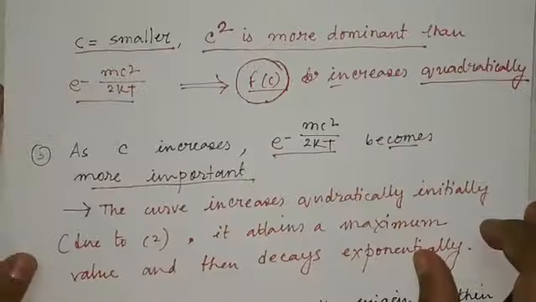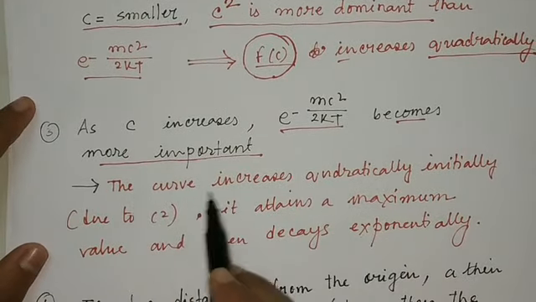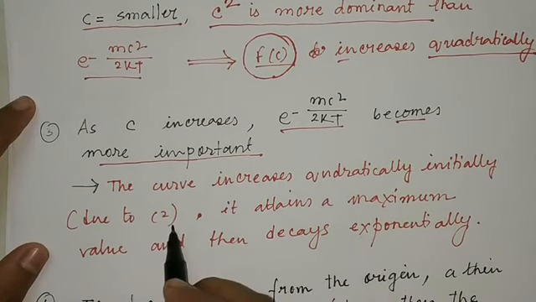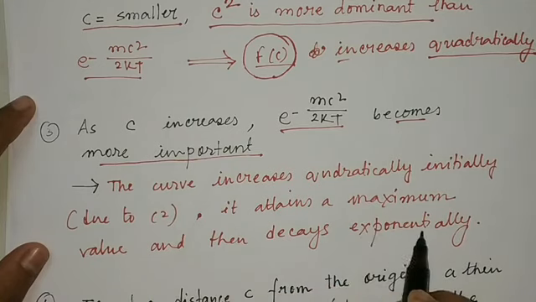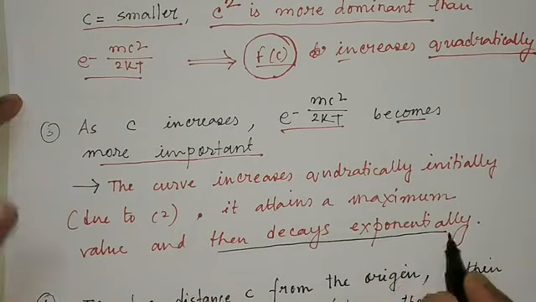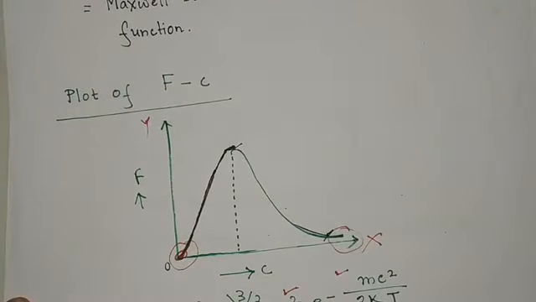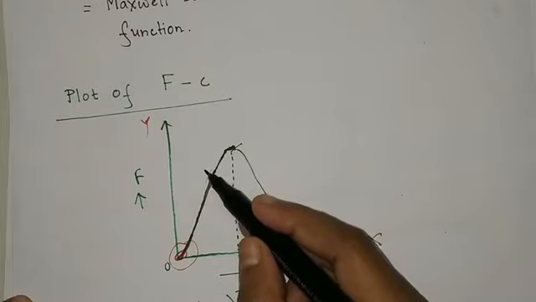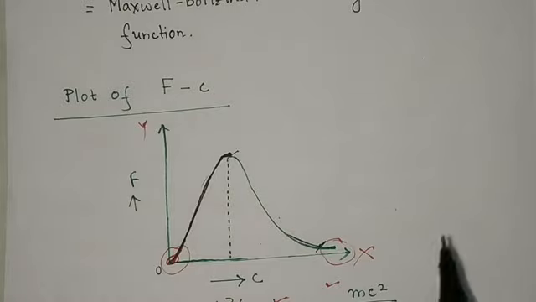So we can say that initially, for smaller values of c, due to c square, the curve increases quadratically, and it attains a maximum. Then it decays exponentially, because in this region the exponential term dominates over the c square term, whereas in this region the c square term dominates over the exponential term. Okay.